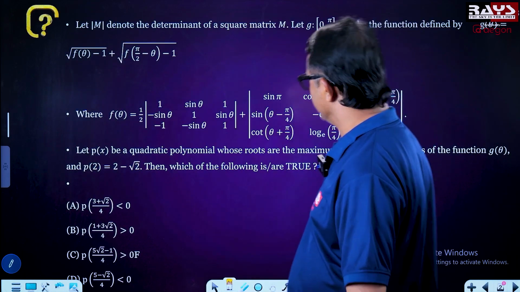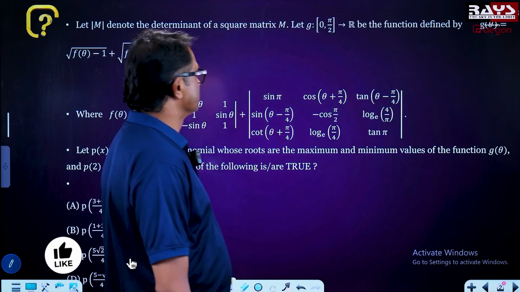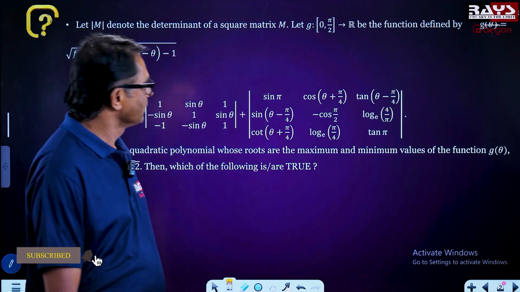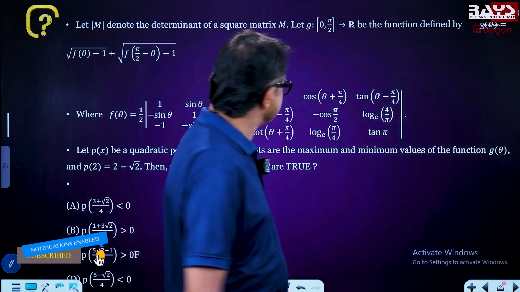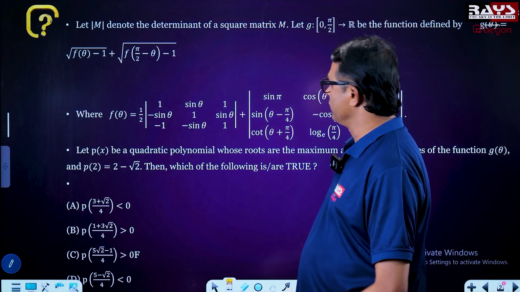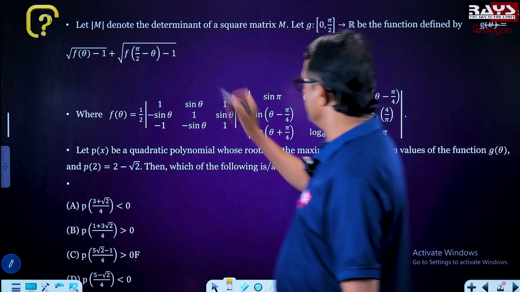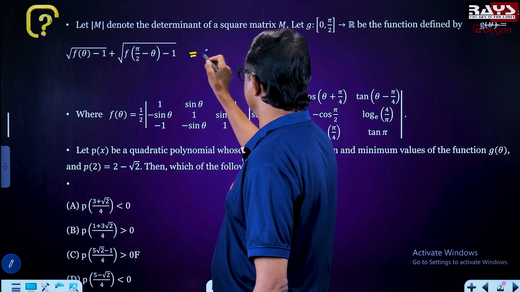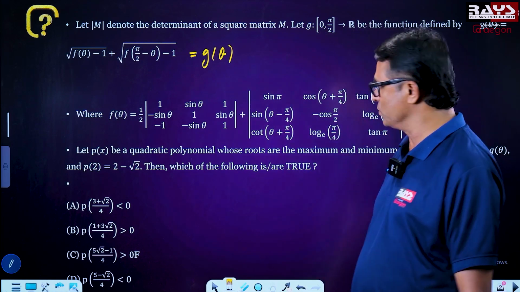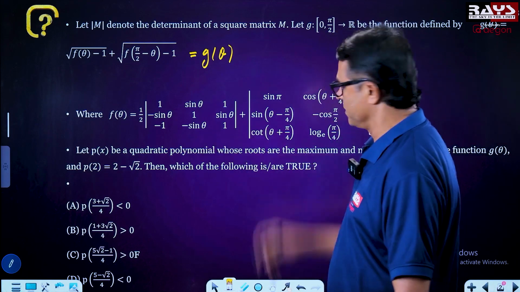Let M denote the determinant of a square matrix capital M, where g from 0 to pi by 2 to capital R, the set of real numbers, be the function defined by g of theta is equal to root of f of theta minus 1 plus root of f of pi by 2 minus theta minus 1. So this is what g of theta is, where f of theta is equal to 1 by 2, determinant 1 sin theta 1, minus sin theta 1 sin theta, minus 1 minus sin theta 1, etc.